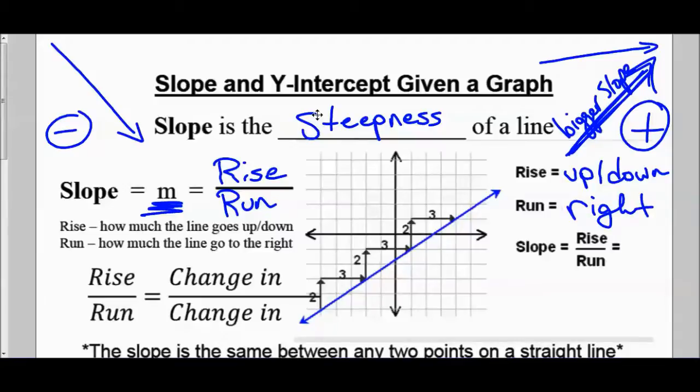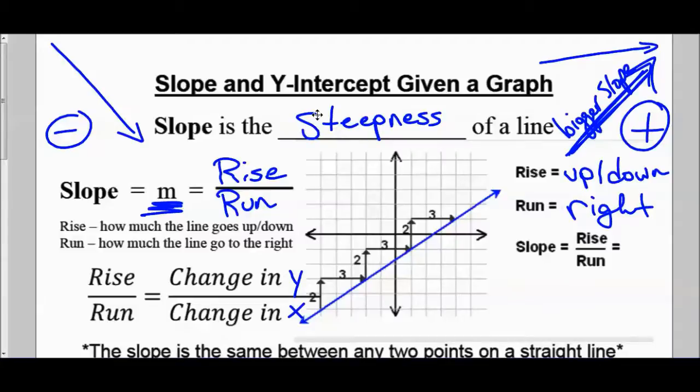And all this really is counting so far. We're just going to count how much does it go up and how much does it go over. Okay? So the rise, we can also describe this as the change in y, how much the height is changing, and the run is the change in x, how much the horizontal distance is changing.